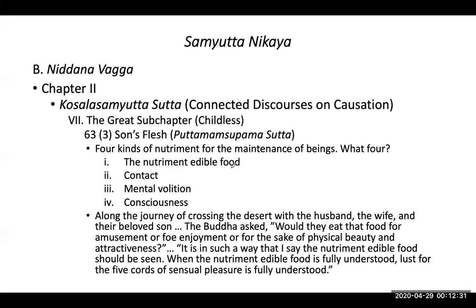So you might wonder how parents could kill their child to have food. Don't focus on that anger when you read this sutra. That is not the main message the Buddha wanted to deliver to the monks.